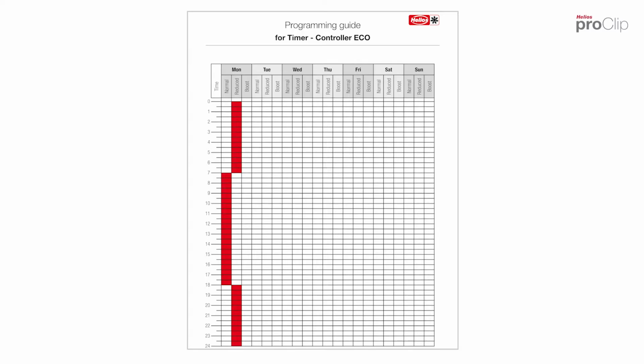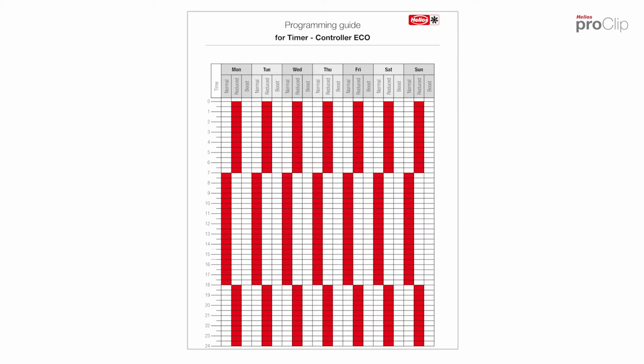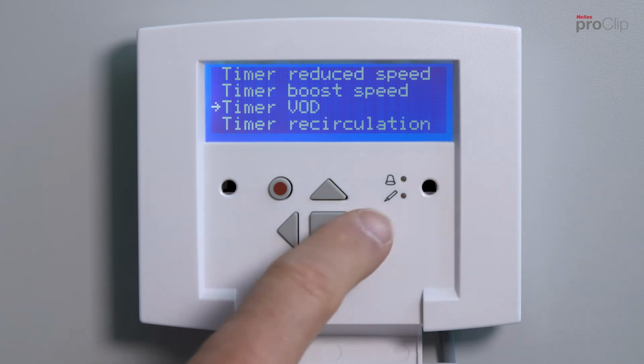Please note, if no other day is programmed, the ventilation will be in standby mode from Tuesday 0 hours to Sunday 24 hours. It is therefore important to program all days on which the ventilation unit should operate. The programming procedure is always the same. In the next steps, you will receive advice on how to program with air quality sensors or a recirculation damper, and how to create a holiday calendar.